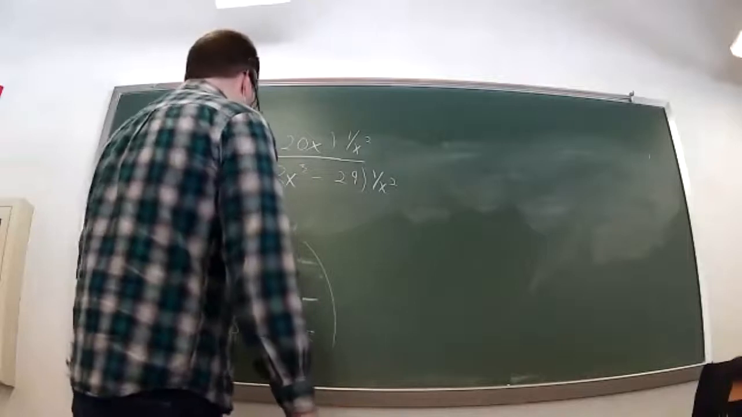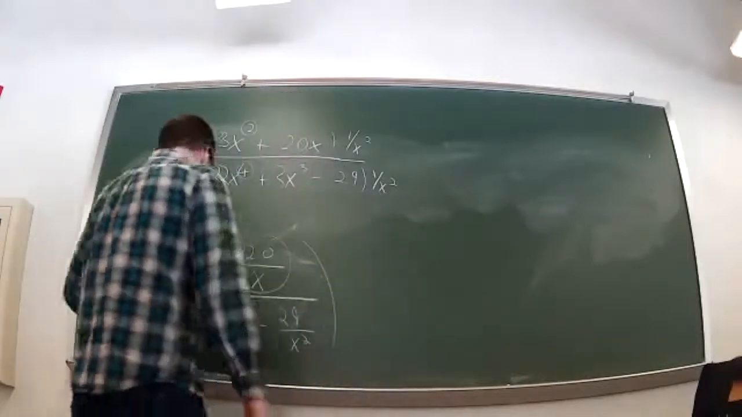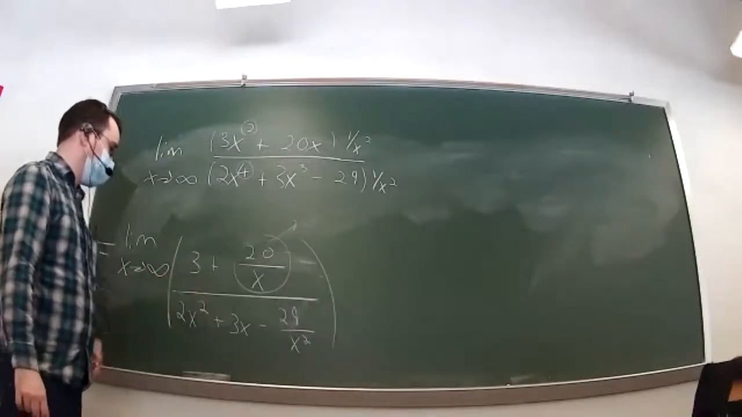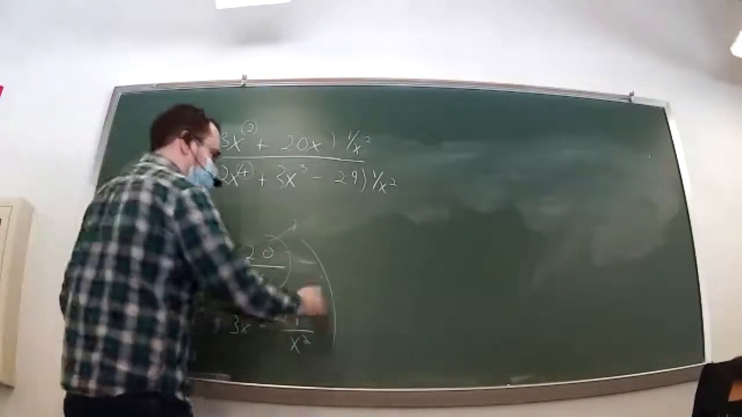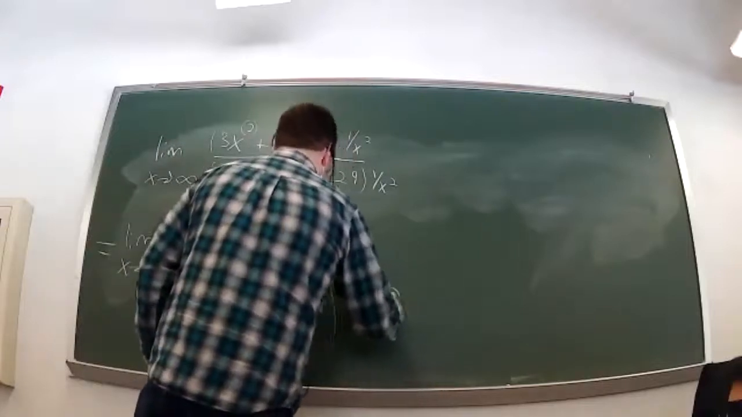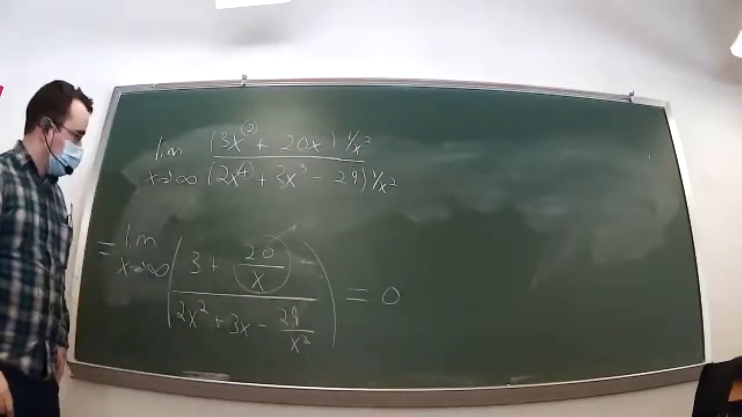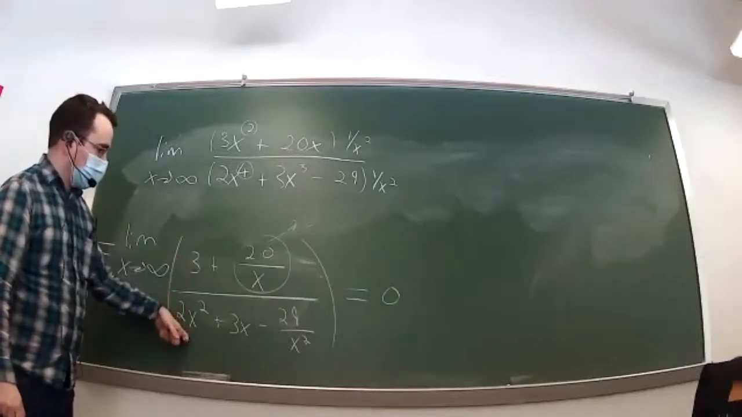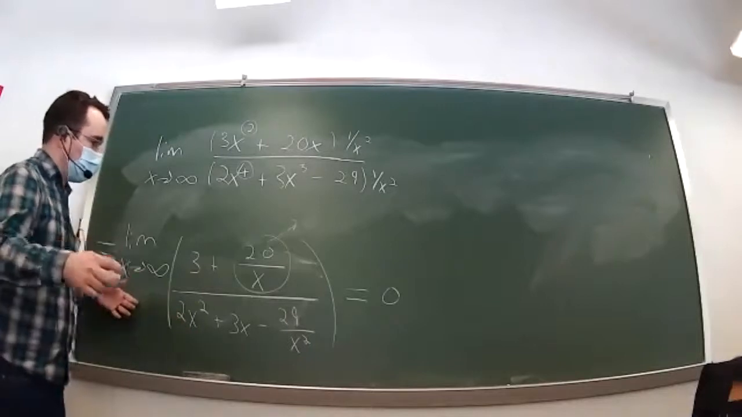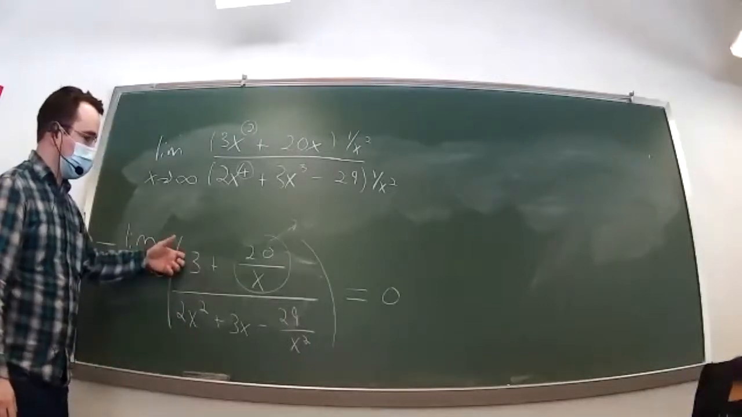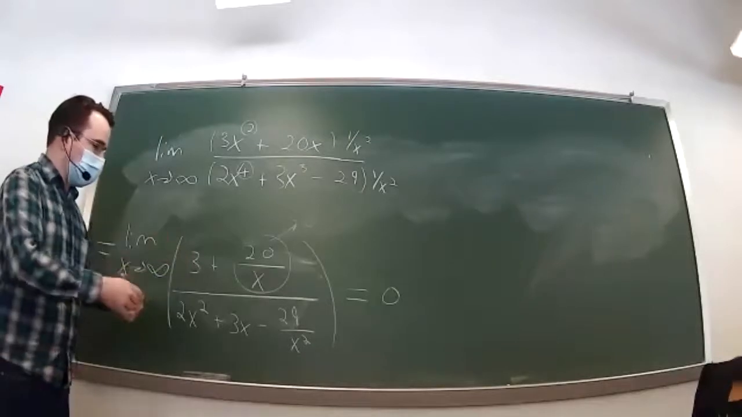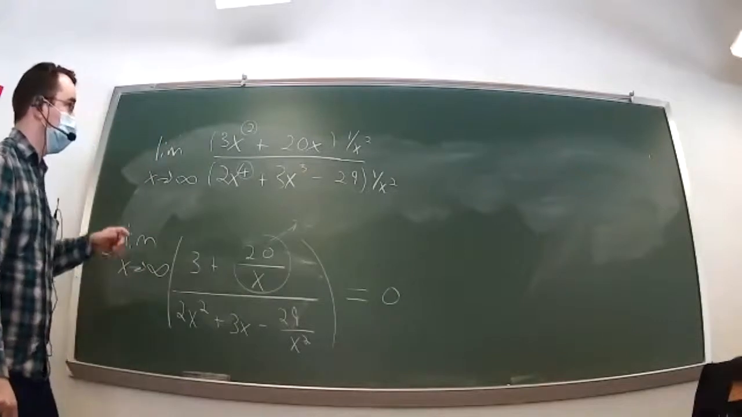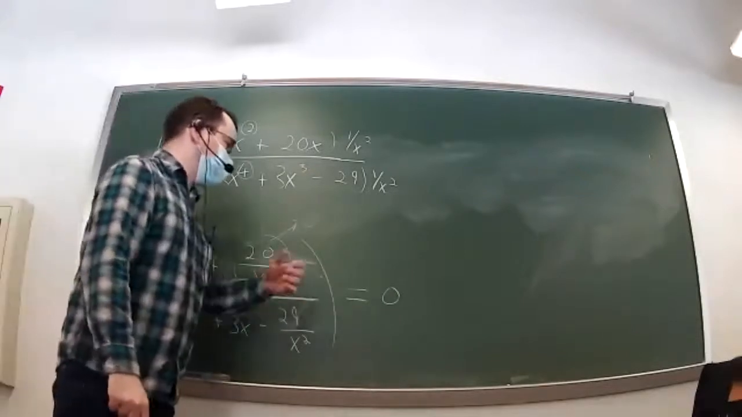So this function tends towards 0. That's because the numerator is staying constant, close to 3. The denominator is growing without bound. So I've got something that's very close to 3 no matter what, divided by a number that's getting larger and larger and larger, so that expression is tending towards 0.